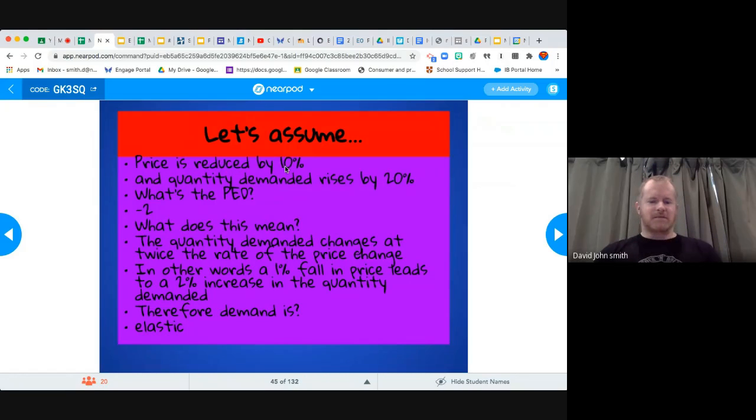So you've got a price that's been reduced by 10%, the quantity demanded has risen by 20%, so you have to do the calculation to work out what the PED is. You calculate the PED, in this case it's -2. What does that mean? It means that the quantity demanded has changed at twice the rate that the price has changed. In other words, a 1% fall in the price has led to a 2% increase in the quantity demanded. Therefore, demand will be classified as elastic, or PED for this particular product classified as elastic.